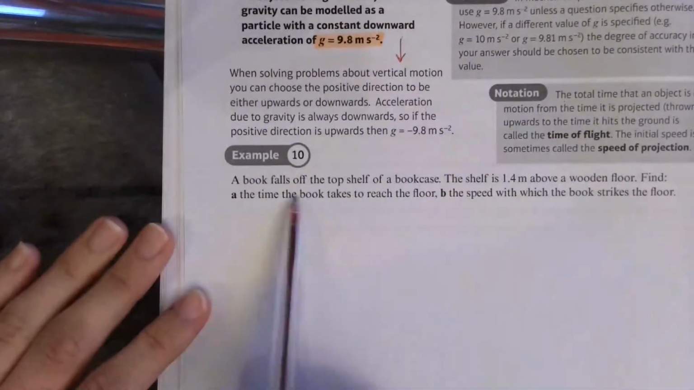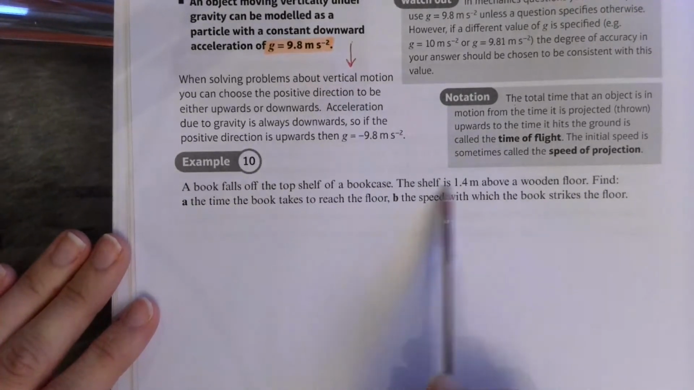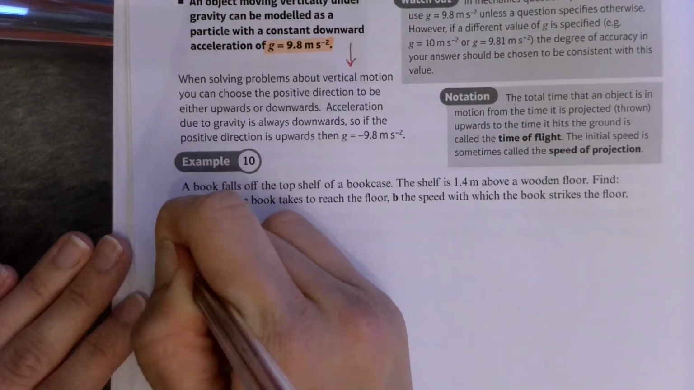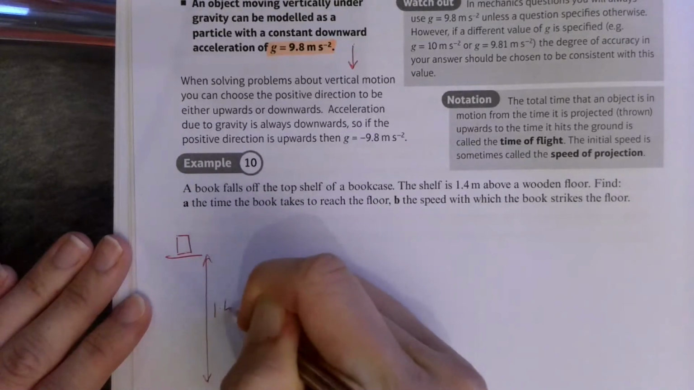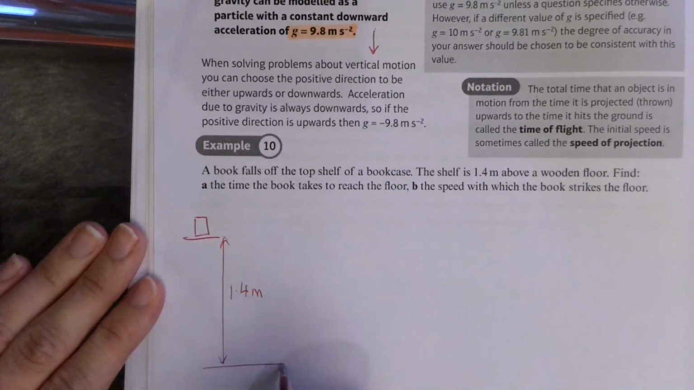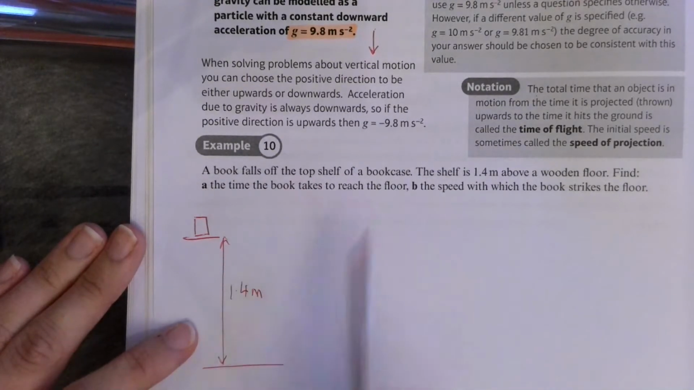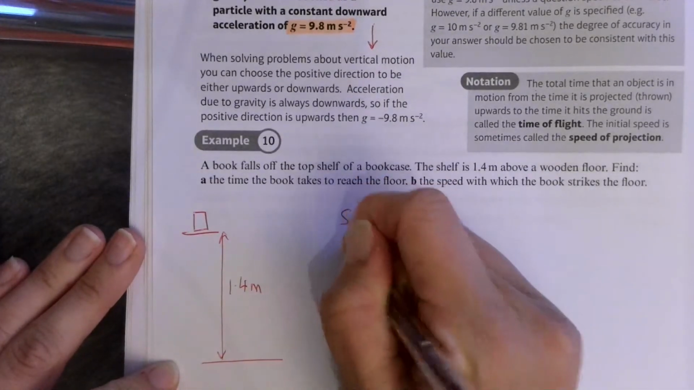So here we've got a book falling from the top of a bookcase, and the bookcase is 1.4 meters above a wooden floor. So we've got this book here on the shelf, and the distance towards the floor is 1.4 meters. It says find the time that the book takes to reach the floor and the speed at which the book strikes the floor. So let's fill out what we know.